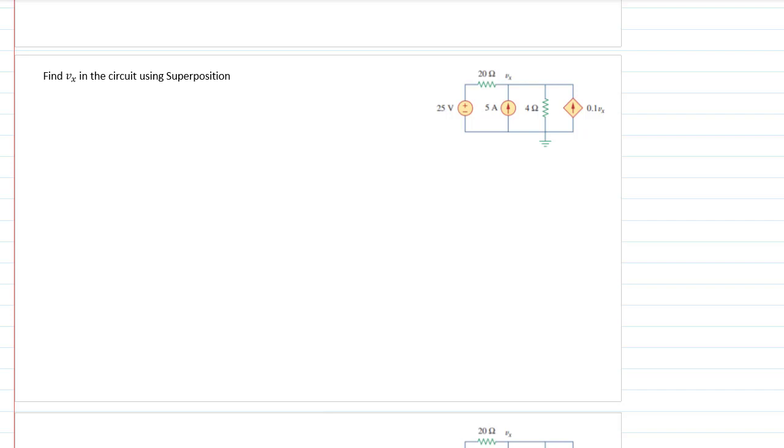So let us start the question. There is an independent voltage source, this is an independent voltage source that we are having here. And we are having a dependent source also. This is a dependent source, diamond shape, and it is dependent on the voltage actually. So it is a voltage controlled current source. It is given that we have to find this Vx, and the method we have to use is superposition, which is given in the question only.